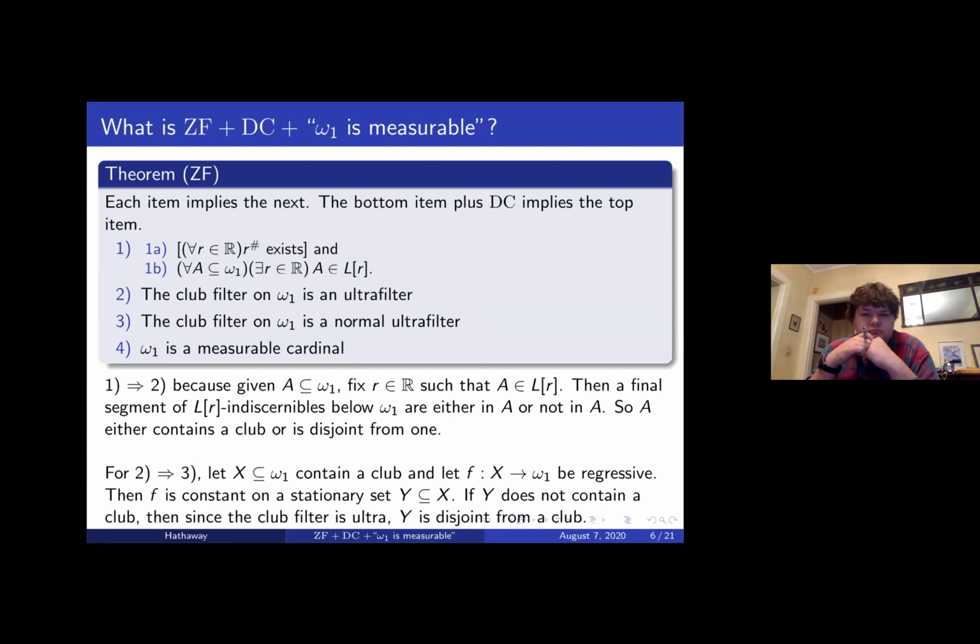Fodor's lemma is not provable from ZF. You need to have a more refined argument. Okay. So maybe this is where there's a problem. Mm-hmm. I had to think about that.